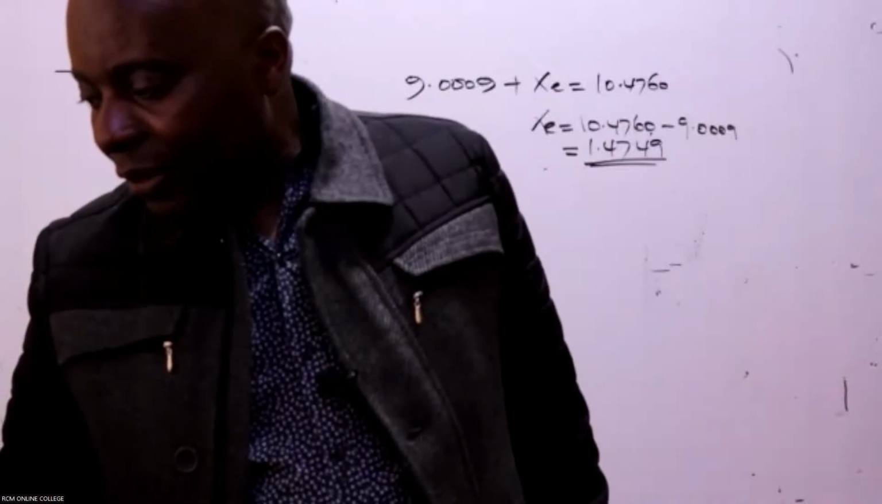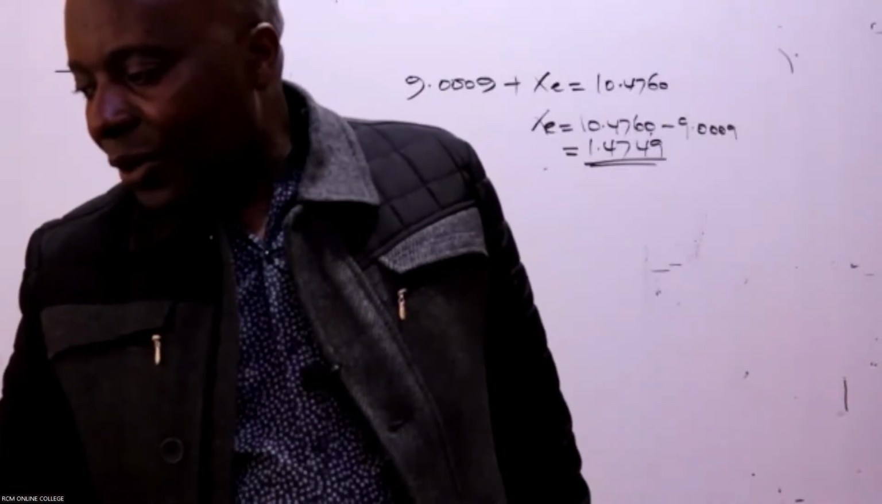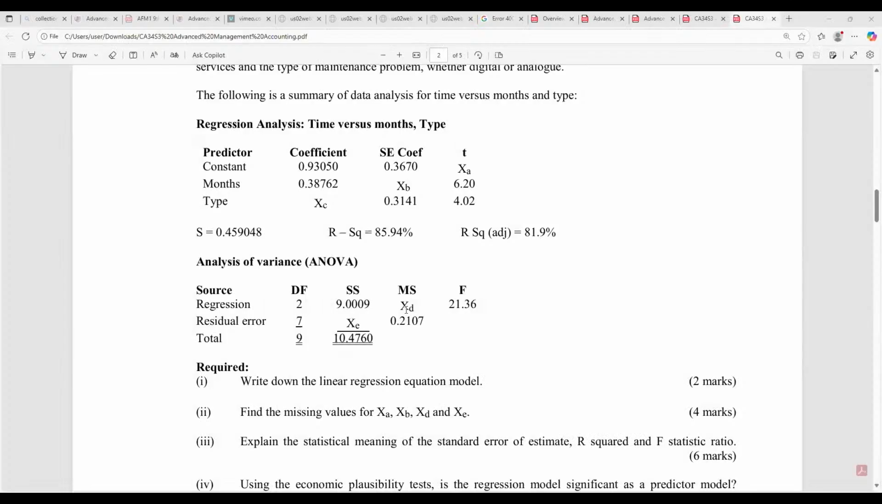And ladies and gentlemen, we come straight away to this one here, XD. So what do they want us to do to get XD? Remember, this XD stands under what we call mean sum of squares. They normally write it wrongly. It's supposed to be MSS. Mean sum of squares.